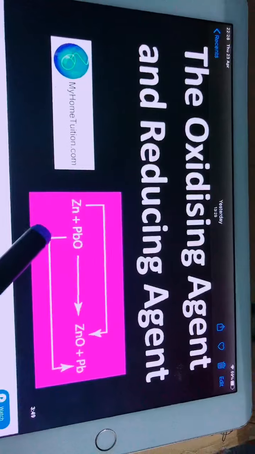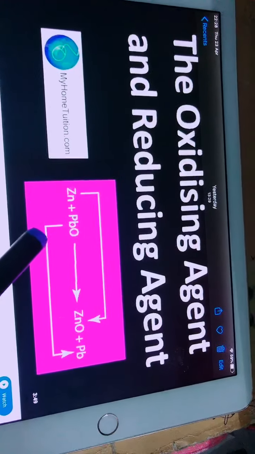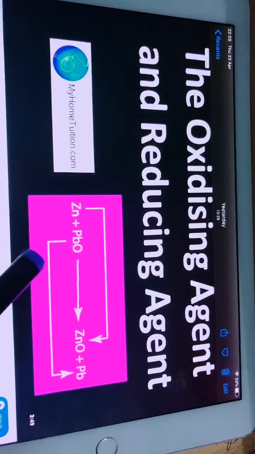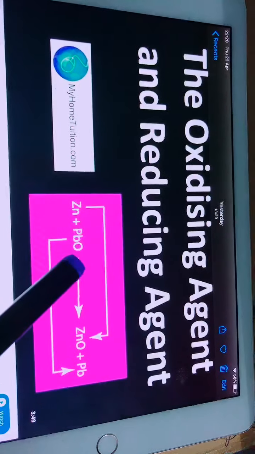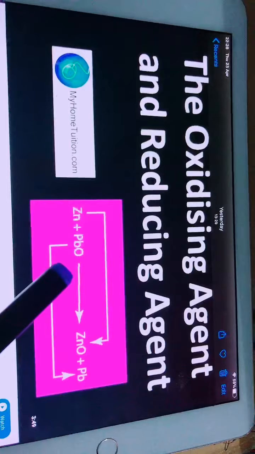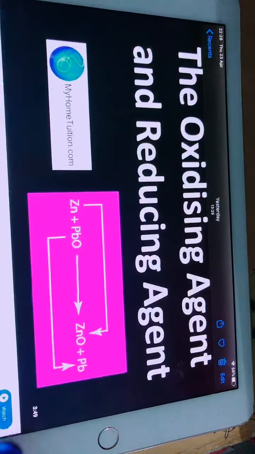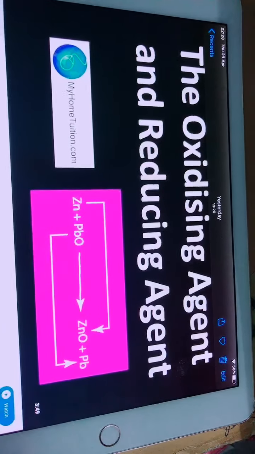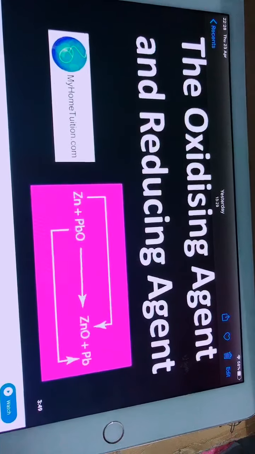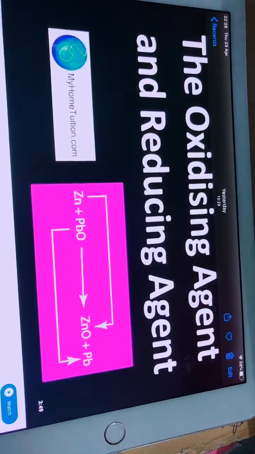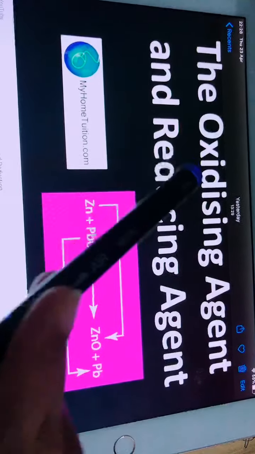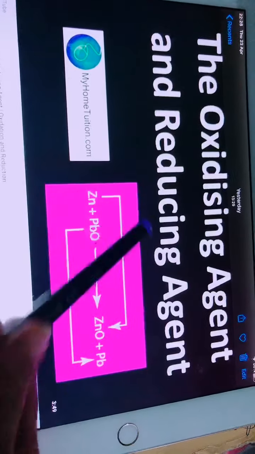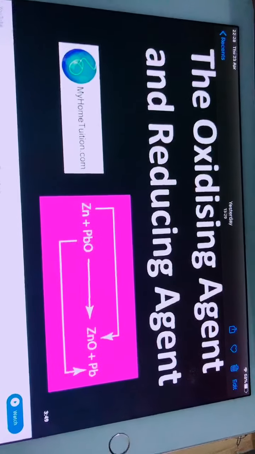Students, in the last class we talked about redox reaction, and this is a part of redox reaction. I told you how to analyze how the reactions are going on, and I have shown you a few ways also. So students, today we will talk about how you identify in a reaction which one is an oxidizing agent and which one is a reducing agent.